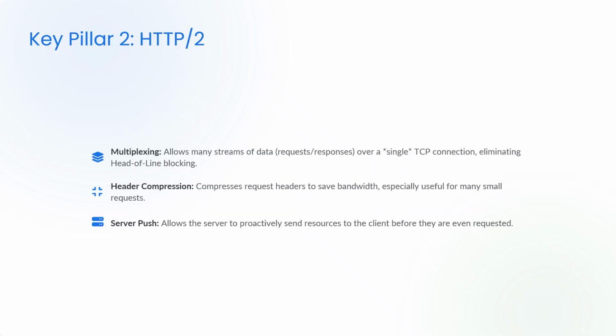Next, we have HTTP2. HTTP2 supports multiplexing, which means multiple requests over a single connection. The HTTP2 header compression really saves bandwidth, and the server push enables better responsiveness. HTTP2 is a major reason gRPC performs better than REST framework.